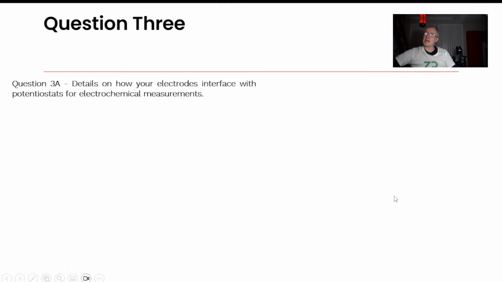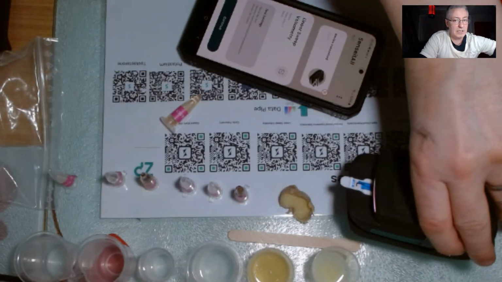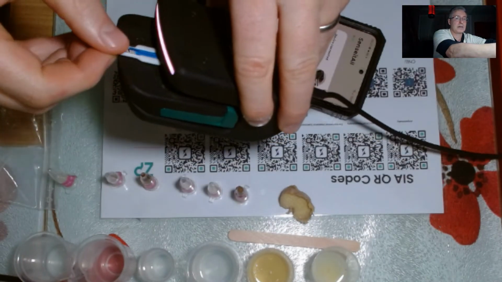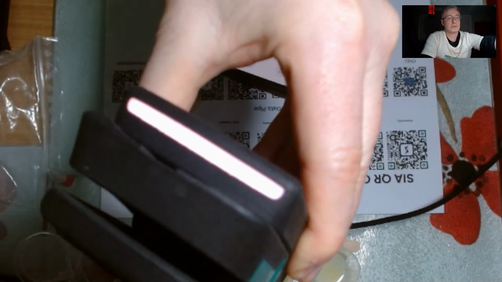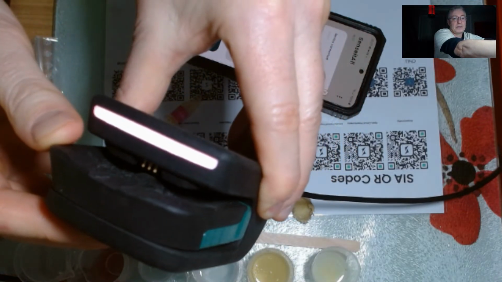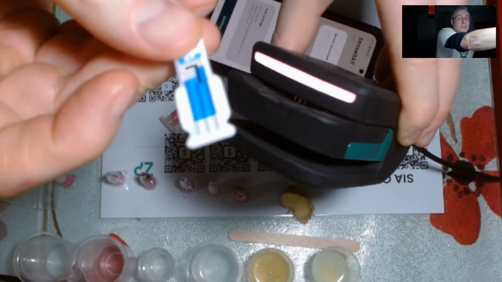Question number 3 is somebody asking about details on how the electrodes interface with a potentiostat for electrochemical measurement. So somebody's interested in our biosensors, which I'm delighted by. I will address that question by slightly changing the camera here. I will take up this potentiostat, which is in my hands. In fact, I'll flip this down, take that out. What I've got in here, if I flip this down again, there's 3 pins there. Those 3 pins are what's making connection with the connection points on this screen printed electrode.